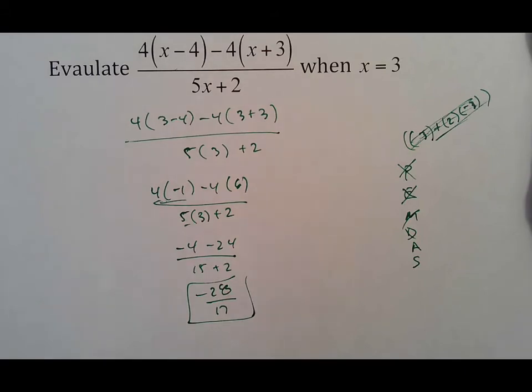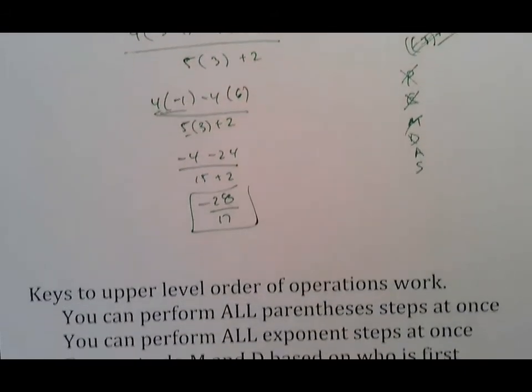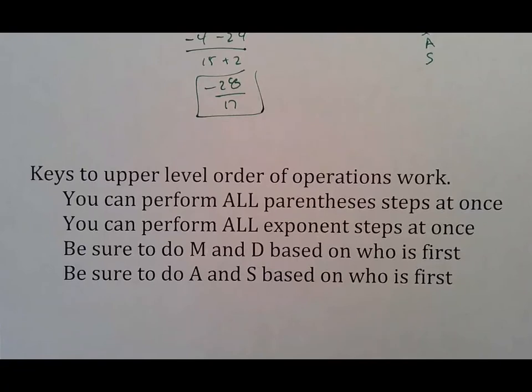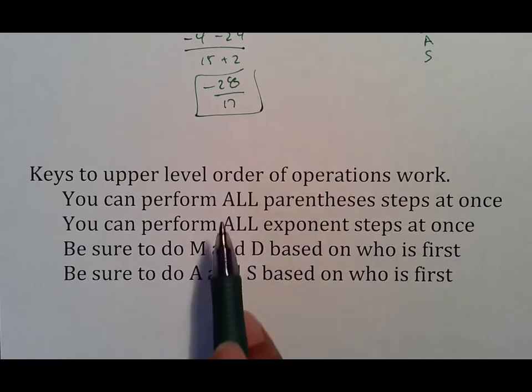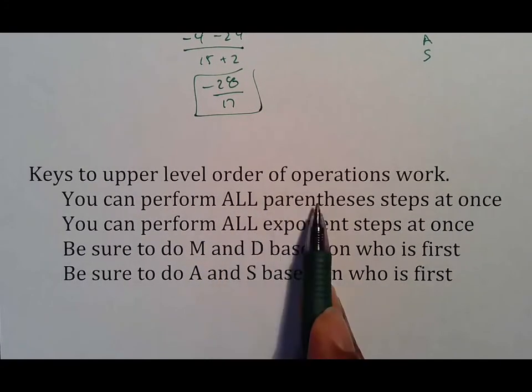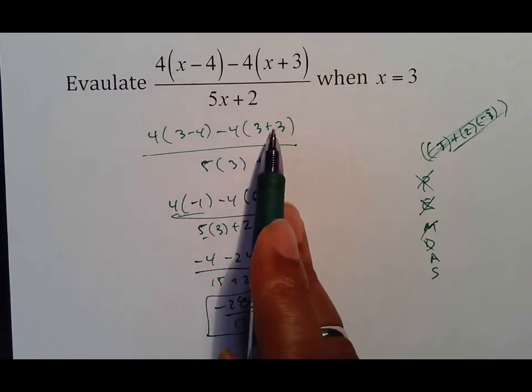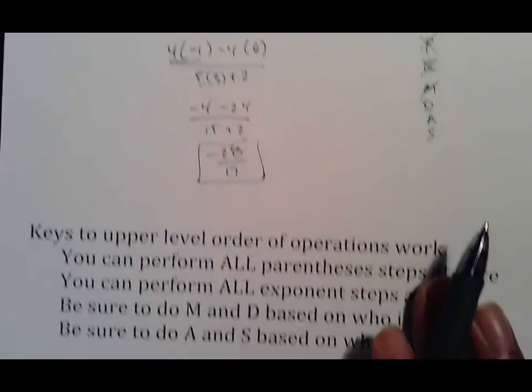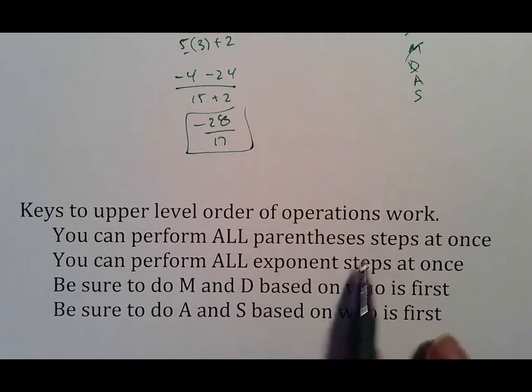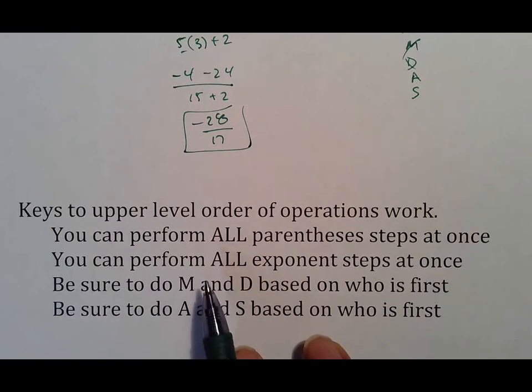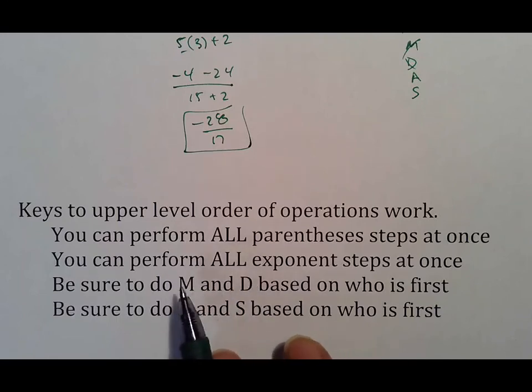But the keys to upper level order of operations work, which I already told you, is that you can perform all the parentheses steps at once. And again, not all of them is in like 5 steps inside of parentheses, but if there's one step here, one step there, you can do that like I did there. You can again perform all your exponent steps at once. Do your multiplication, even though you can do them at the same time, do them based off of who's first, and make sure you do your addition subtraction based on who's first.